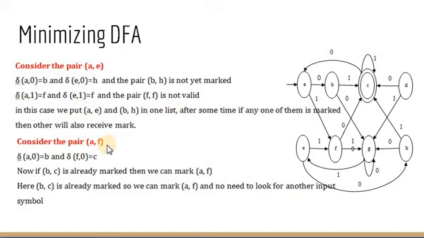Now we have to consider the next pair AF. Take the input symbol 0, delta of A0 equal to B, delta of F0 equal to C. So we have the pair BC that is already marked. So we can easily mark AF and ignore the other input symbol 1.